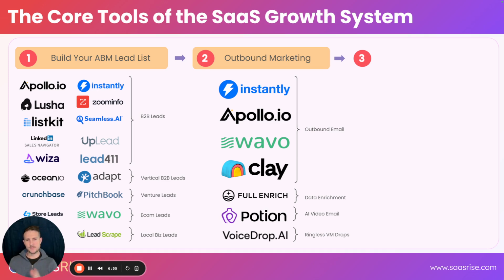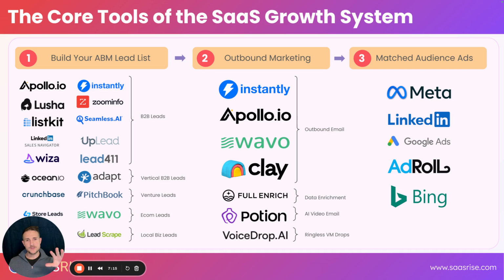So once you have your ABM lead list, you start doing your outbound sequences. You can do it via email and via LinkedIn. You can do it via email using a tool called Instantly, of course, and Apollo. And you can do it via LinkedIn using a third-party service provider like SoPro. And there's many LinkedIn prospecting agencies as well.